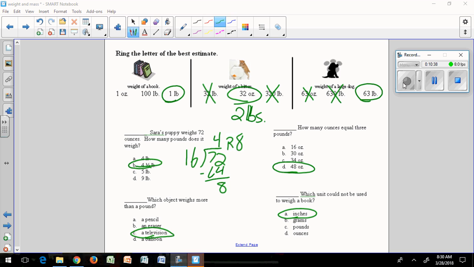How many ounces equals 3 pounds? We're going from pounds to ounces, so we're multiplying by 16. That's 48. Which object weighs more than a pound? I would hope we put television, a pencil, an eraser, and a balloon are all very light objects. Television is definitely the right answer. And which unit cannot be used to weigh a book? I know we haven't covered grams yet, but we have covered inches, and they are not used to measure weight. So inches is definitely the right answer there. We will get to grams a little bit later on in the unit.